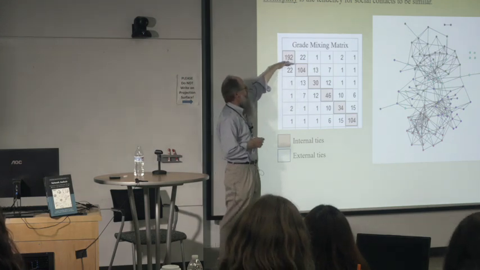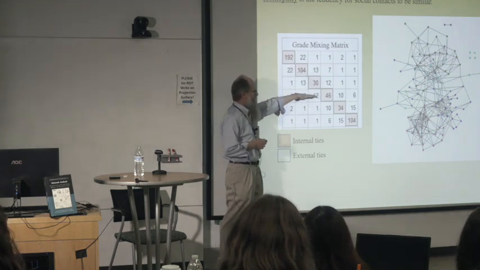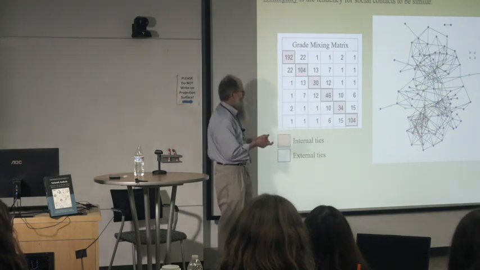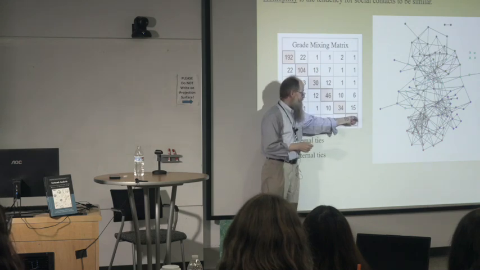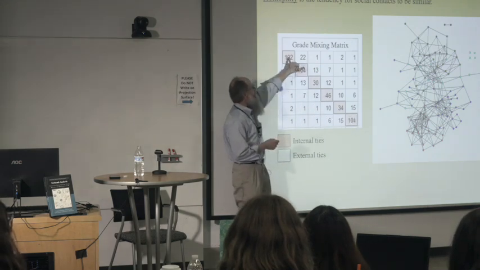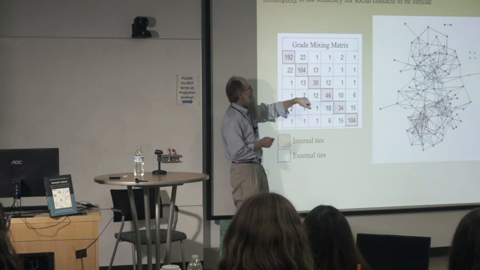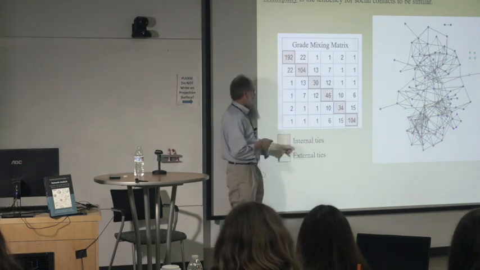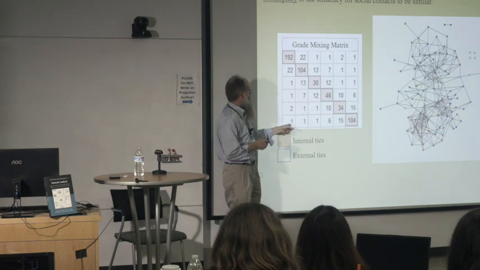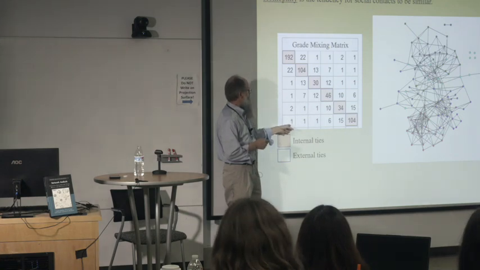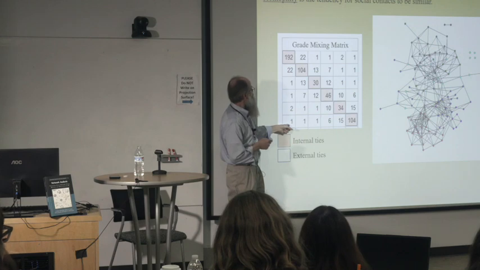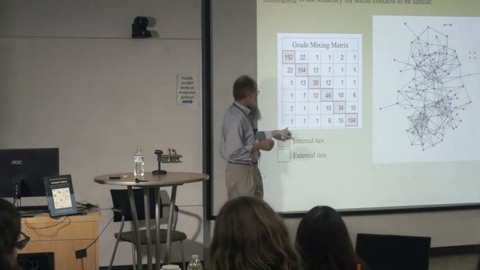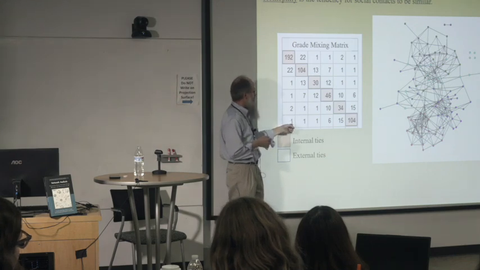You have 7th graders, 8th graders, 9th, 10th, 11th, and 12th in this small rural school. And you can see that there are 104 ties amongst the seniors, and there are 192 ties amongst the 7th graders. There's only one tie from a 7th grader to a senior, and one tie back from a senior. Did I symmetricize this? It did, yeah, all right. So we don't know if it was directed or not, because I constructed this network to be undirected.